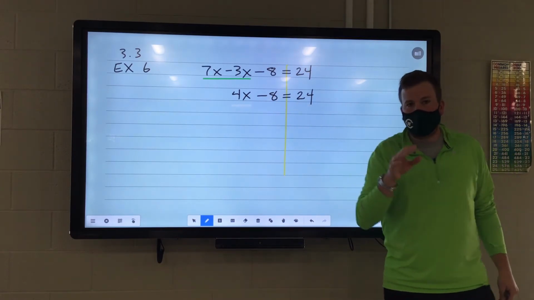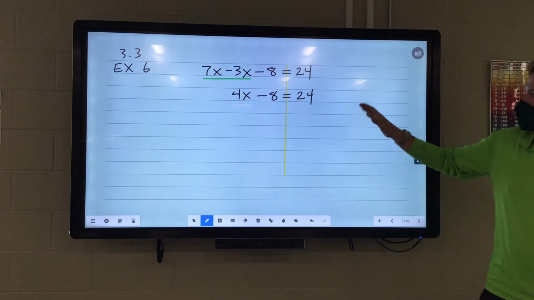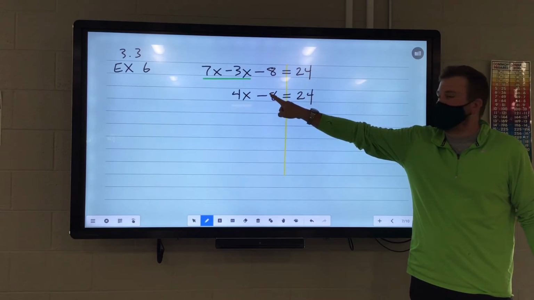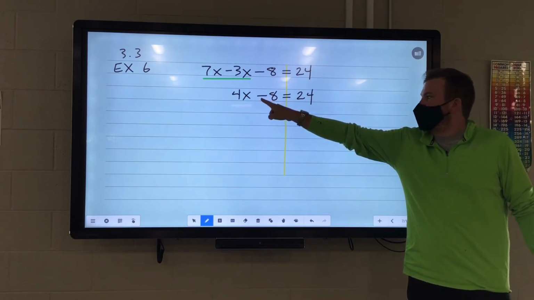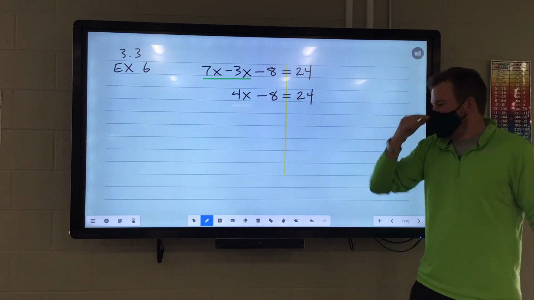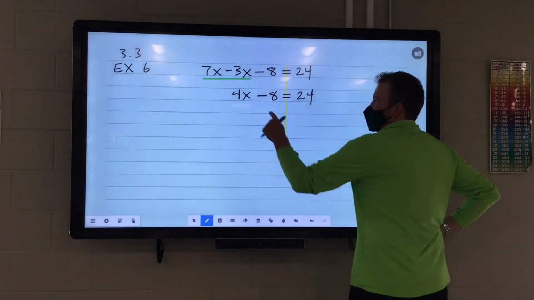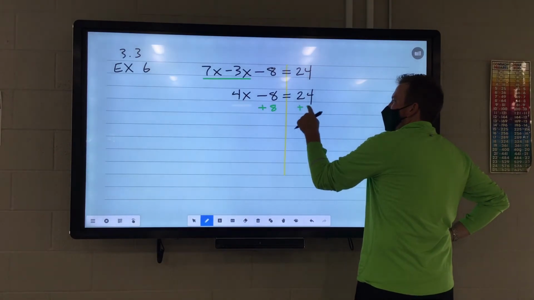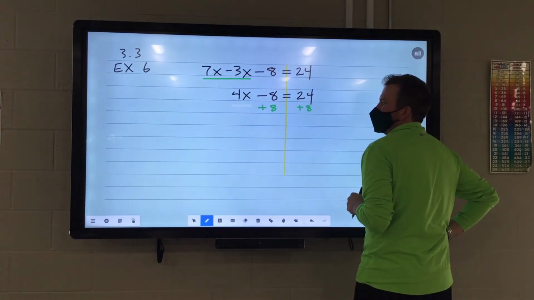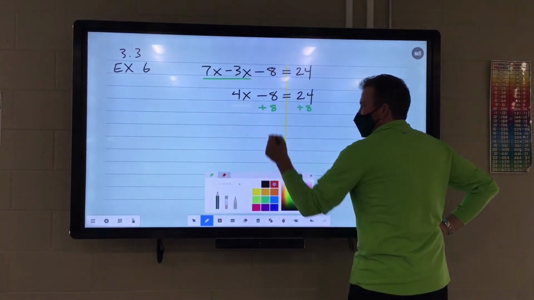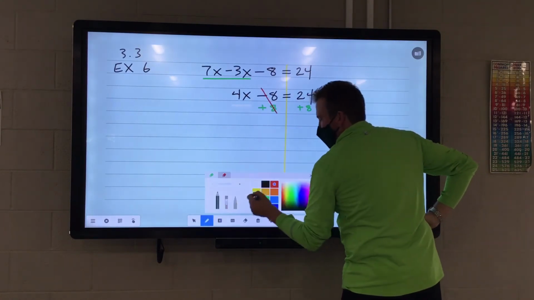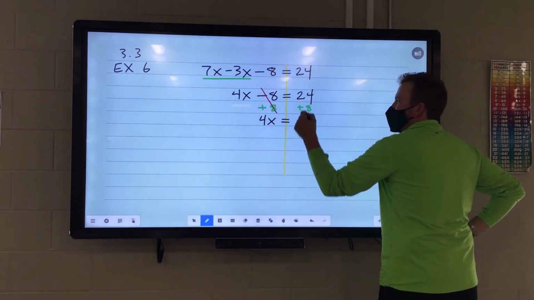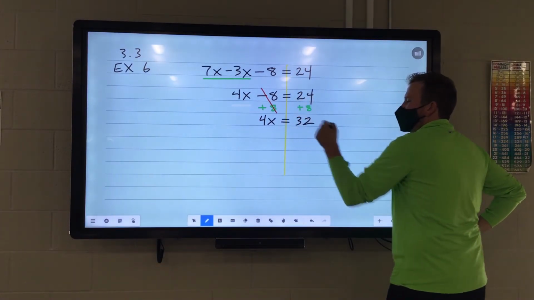So we need to undo both those operations. Typically speaking, you're going to want to start with the addition or the subtraction. In this case, it's a subtraction. So we're going to get rid of this minus 8. Now the opposite of subtracting 8 is adding 8. And if I add 8 to the left side, I better add 8 to the right side as well. What that does is cancels out that negative 8, dropping down that 4x. 24 plus 8 is 32.